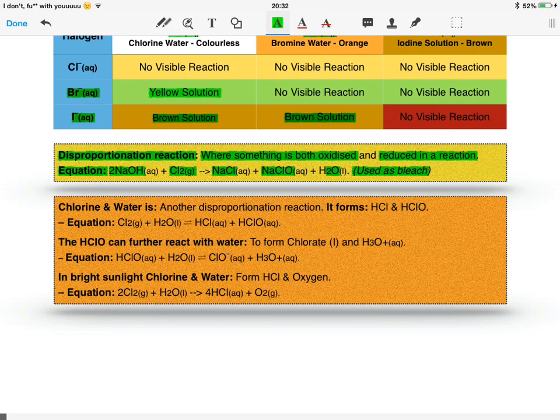Another disproportionation reaction we need to know is chlorine and water, and this forms hydrochloric acid and HClO, and the equation for this is here. And a key mention is it's a reversible reaction.